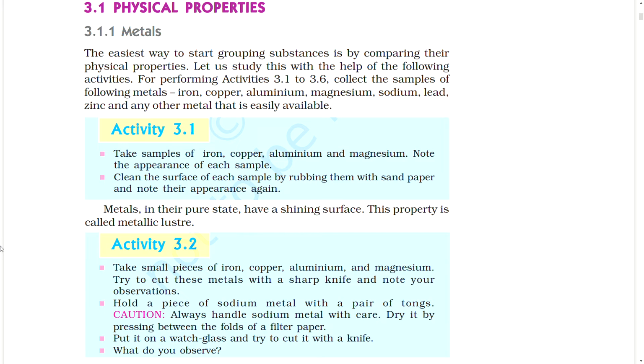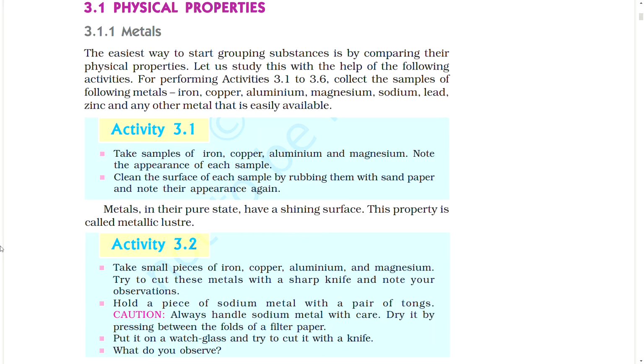Activity: take samples of iron, copper, aluminium, and magnesium. Note the appearance of each sample. Clean the surface of each sample by rubbing it with sandpaper and note the appearance again. Metals in their pure state have a shining surface. This property is called metallic luster.